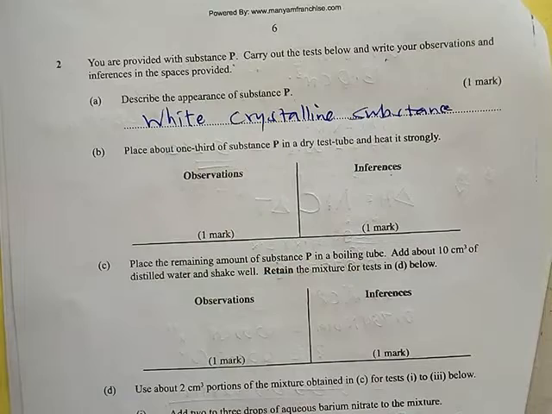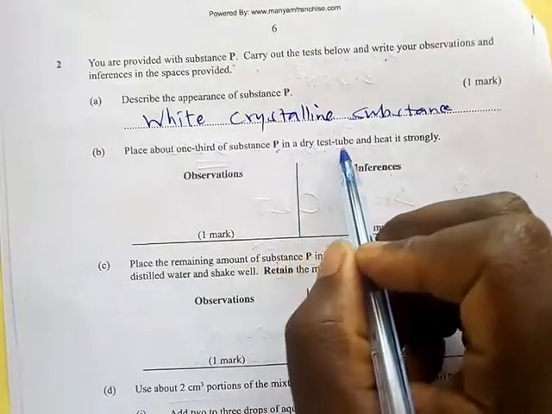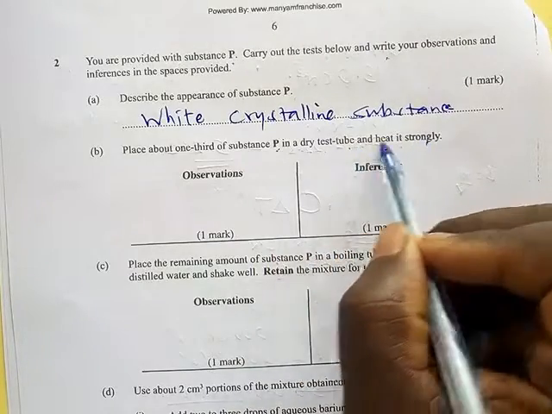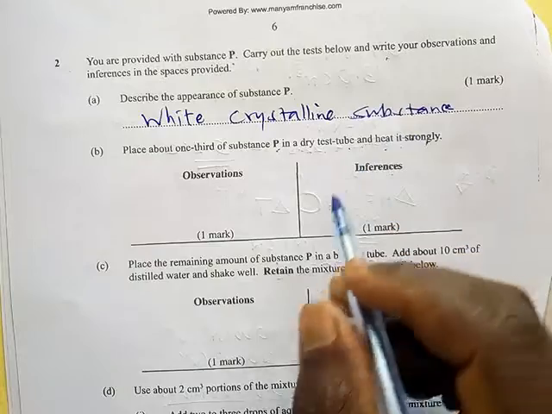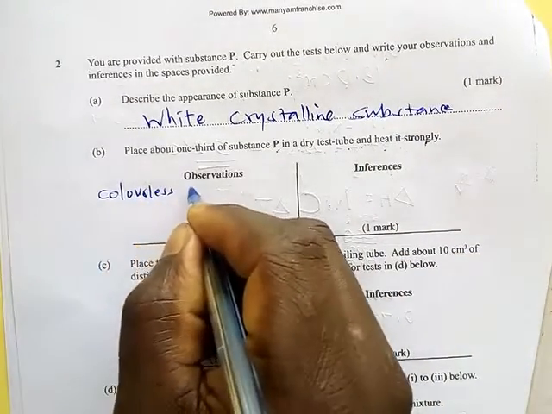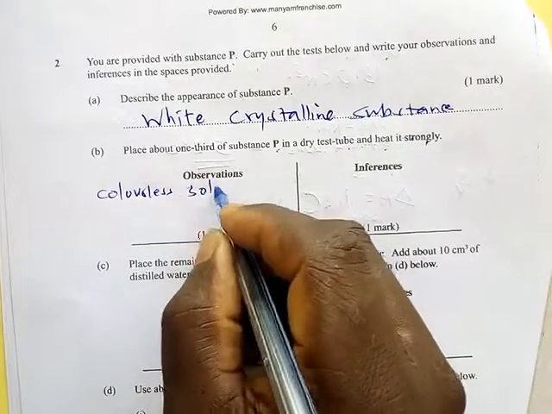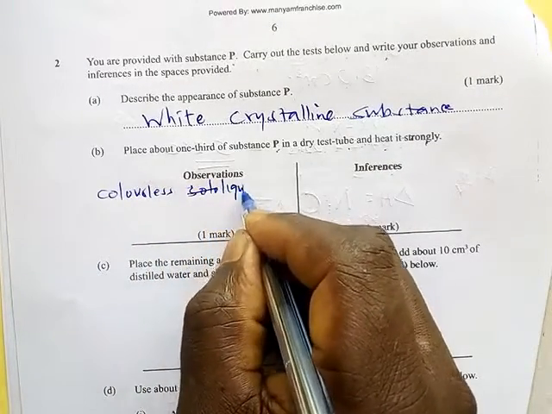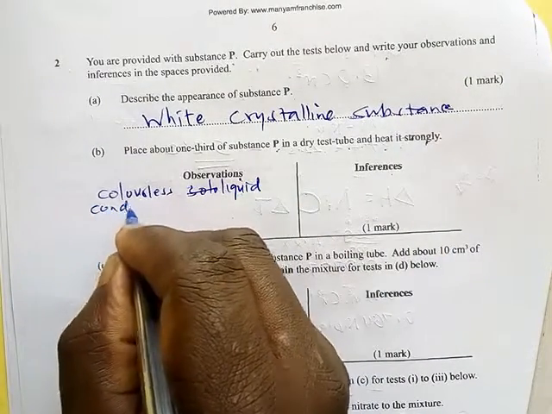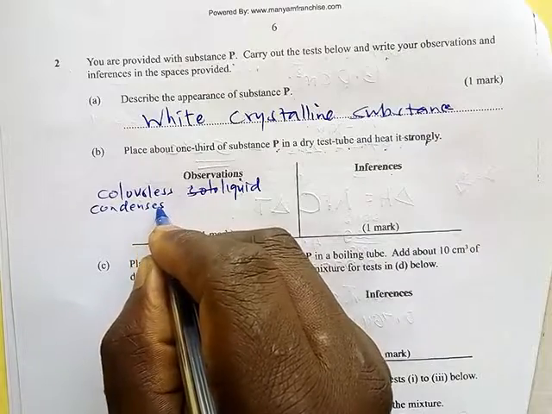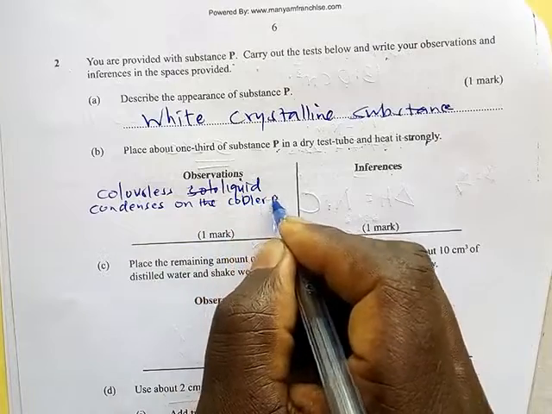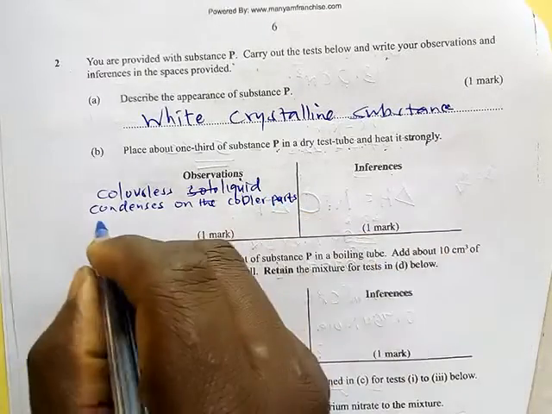Place about 1/3 of the substance P in a dry test tube and heat it strongly. So you put it and heat it strongly. There is no testing of any gas. Just heat it, and then a colorless liquid condenses on the cooler parts of the test tube.